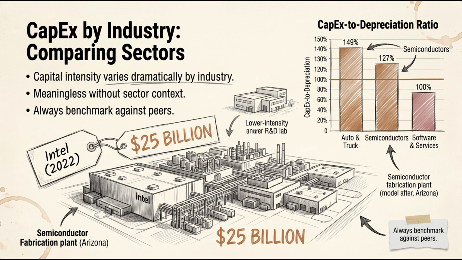By contrast, software and service businesses typically have ratios below 100% because their primary assets are intellectual property and human capital, not physical infrastructure. A retail giant like Walmart spends heavily on distribution centers, whereas a bank spends almost nothing on CapEx. Comparing these figures without understanding the specific industry context is effectively meaningless.